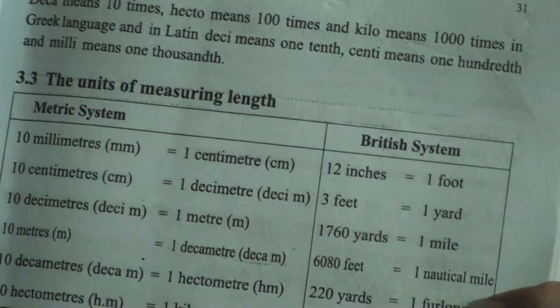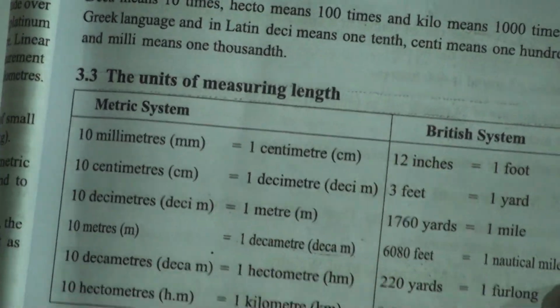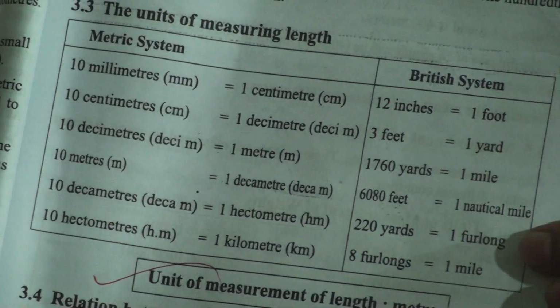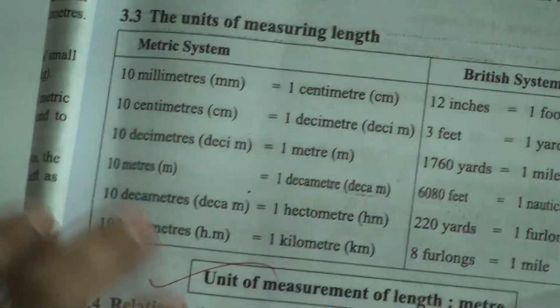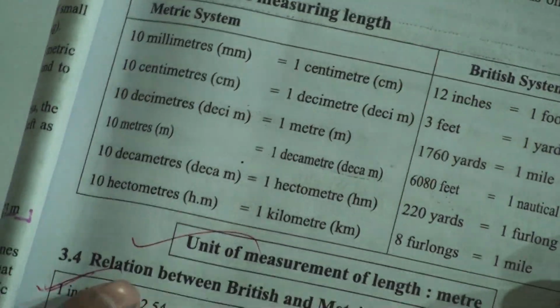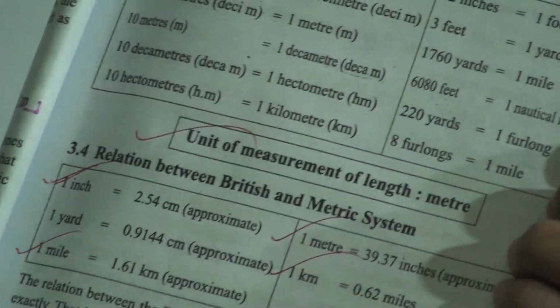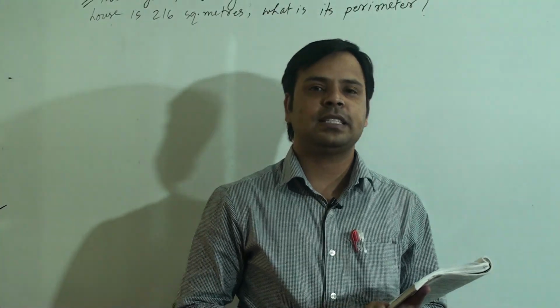These are the units of metric system, and in this table the units of British system are shown here: inch, foot, yard, mile, nautical mile, furlong. These units are given here. Okay, dear students, and then you will see unit of measurement of length is meter. It means generally we consider the unit of measurement. It means when we will measure the length, we consider the basic unit or main unit as meter.